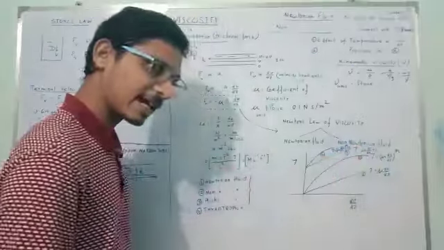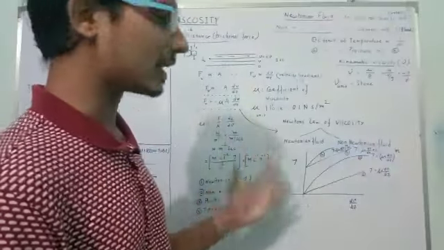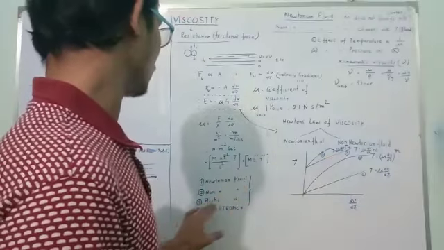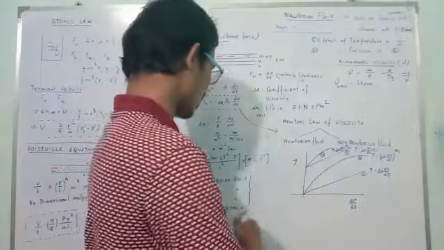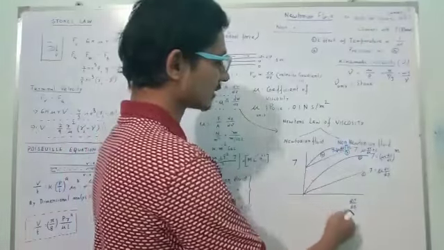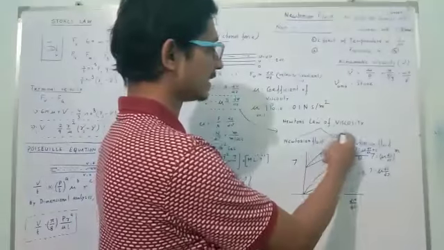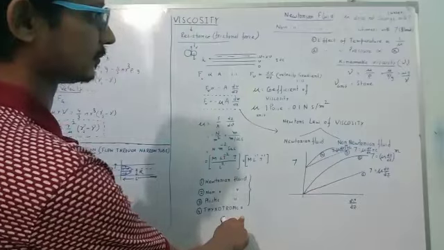That means it is a straight line, but it will not pass through the origin. In that case, those fluids are called plastic fluids. And in some other cases of fluid, the curve of tau versus dV/dz looks like this. Number 4, those are called thixotropic fluids.